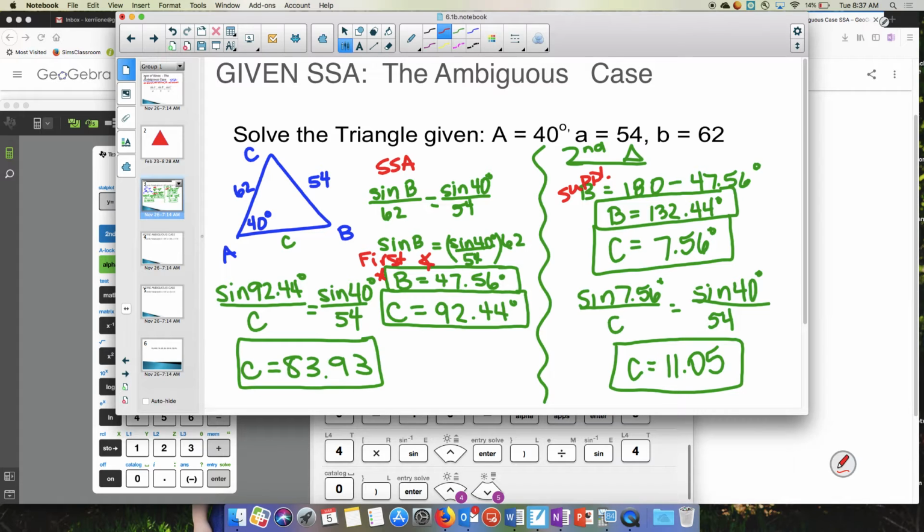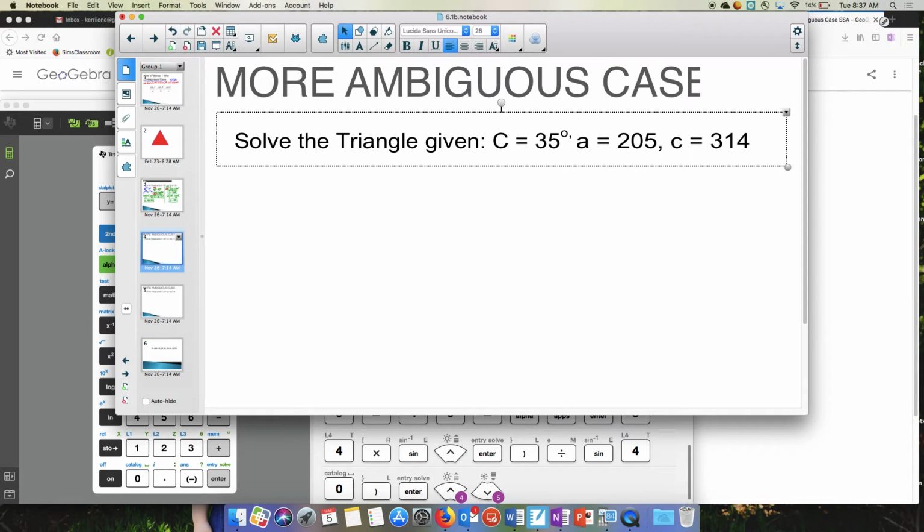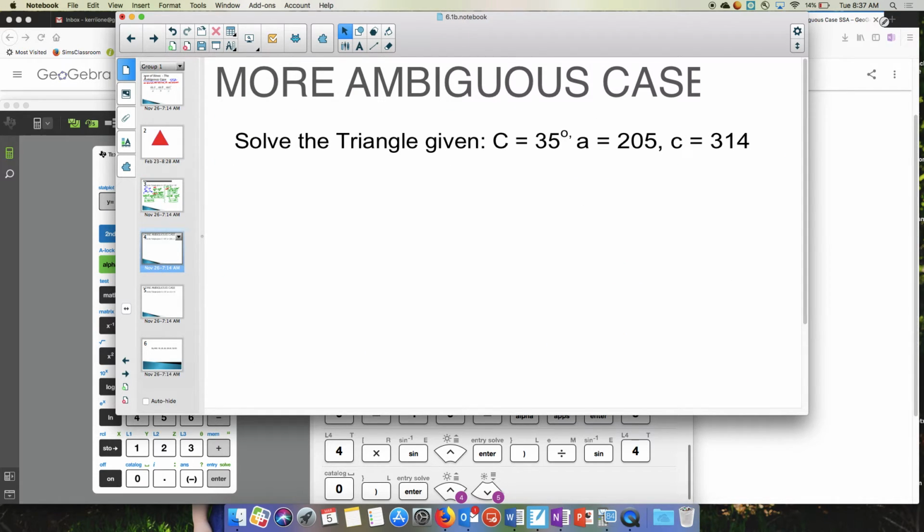Okay. All right, well, how do we know if there's not two solutions? Is it going to be two solutions every time? No, it's not. So what is that going to look like to us if there's only one solution? Write this down and I want to show you.